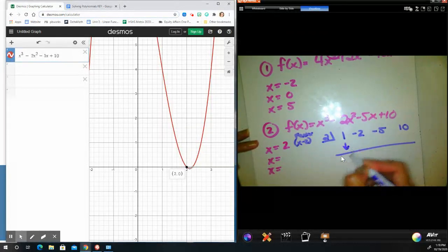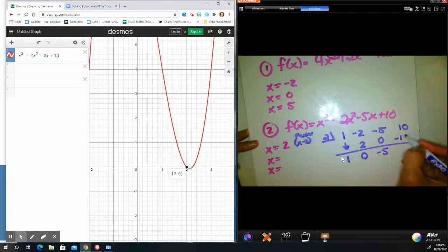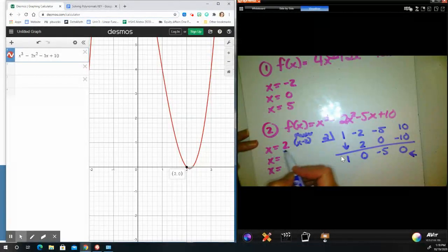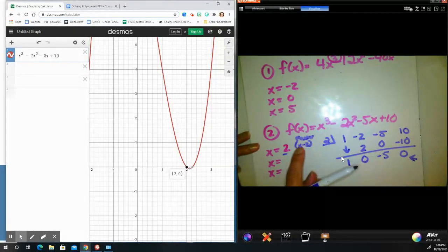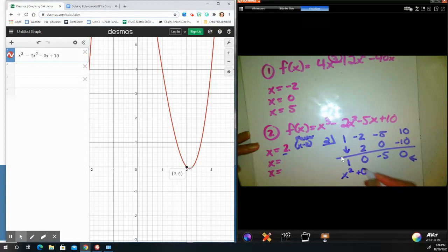You're going to bring down the first one, 1 times 2, 2, that gives me 0, 0 times 2, 0, -5, -5 times 2, -10, 0. This needs to be 0 because it's a factor, so it goes in evenly. So now I have a cubic divided by this linear, so this one's just going to be 1 down, so that's going to be x squared. x squared plus 0x minus 5.